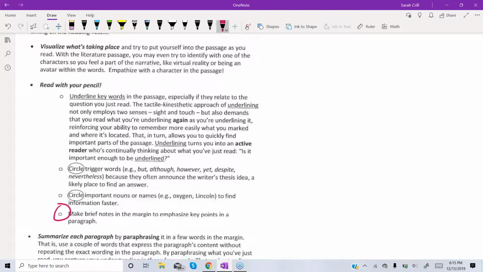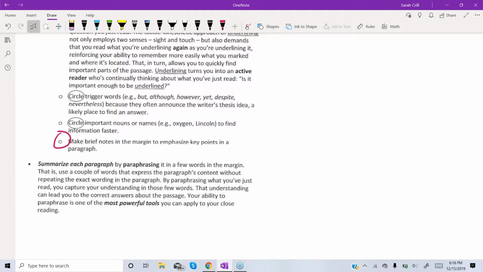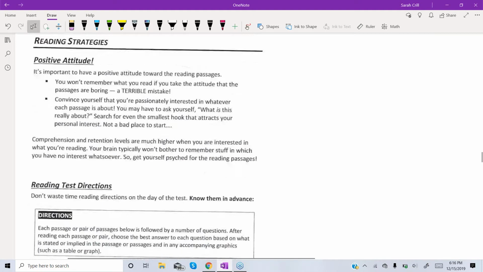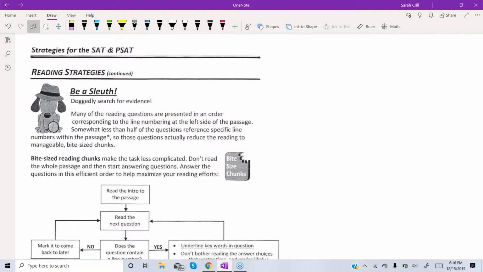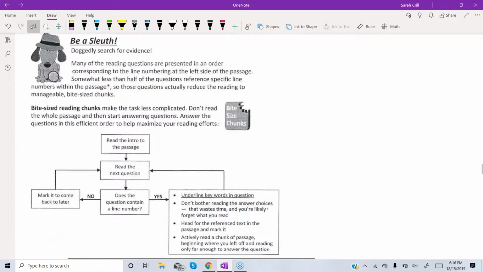That way, when you go back to answer the questions, you can go back to the passage and see where the most likely place the answer will be. That's the same thing as summarizing each paragraph by paraphrasing. So I really like this, be a detective, right? So you want to make sure that you can go back and find evidence for your answers in the passage.